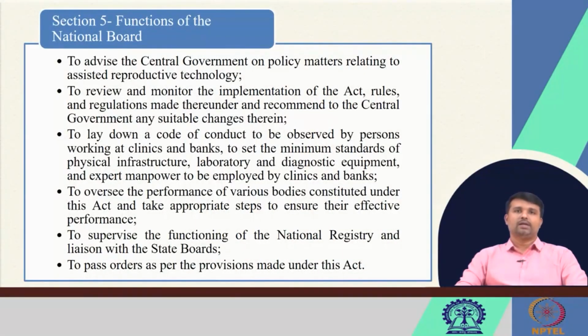Section 5 of the Act deals with the functions of the National Board under the ART Act. The functions are to advise the central government on policy matters related to assisted reproductive technology. So, the National Board is competent to advise the central government on all policy matters related to ART techniques. They also have the responsibility to review and monitor the implementation of the Act, the rules and the regulations made thereunder, and recommend to the central government any changes required.